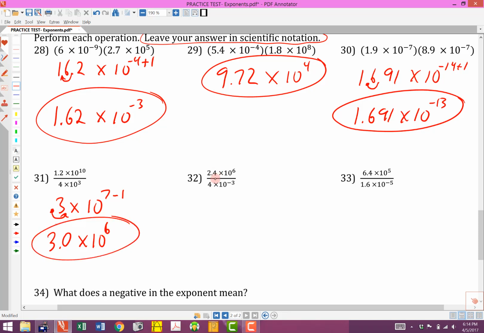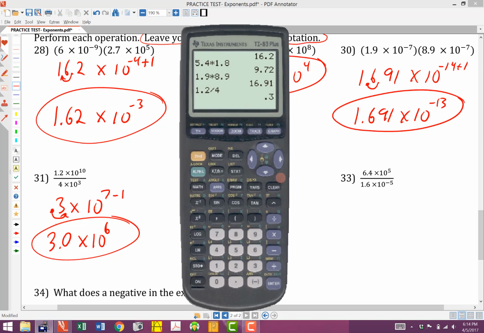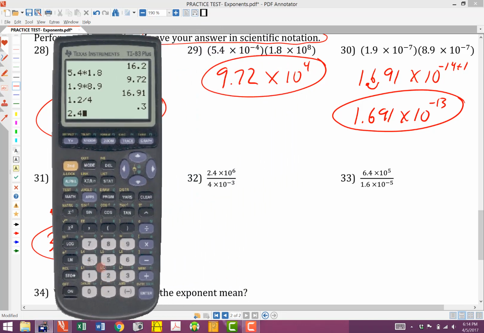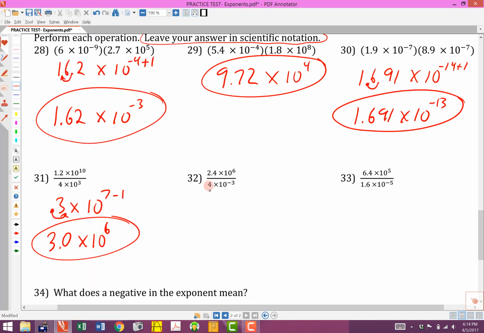There's our answer there. Let's do the decimal part of this problem. Let's do 2.4 divided by 4, and we end up with 0.6. So we end up with the same thing, 0.6 here, and then this would be 10 to the... now remember this, we're going to subtract the bottom exponent from the top, so that's going to be subtract negative 3. So subtracting a negative 3 is the same as adding, so this is going to be 10 to the 9th. And again, we need to move this over one decimal place to make it bigger, 6.0.